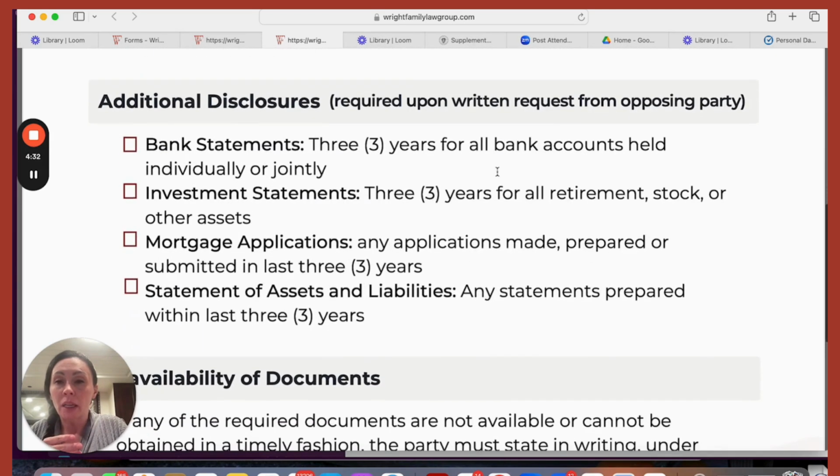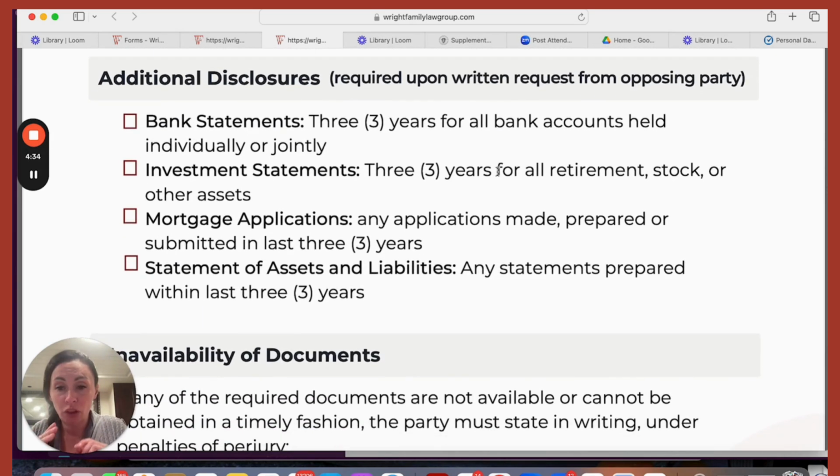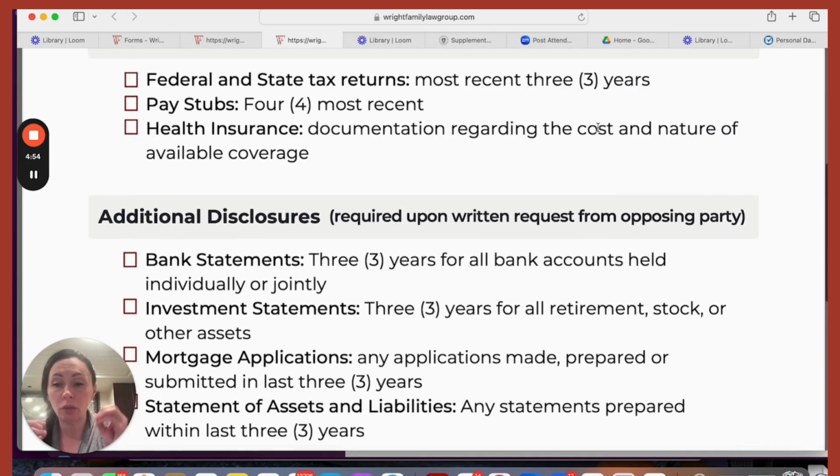Now, in those situations, there are the bank statements, the brokerage statements, the mortgage applications, and the statement of assets and liabilities. Those are additional. So those, you're only required to produce those if it's requested in writing. Okay? So that is sort of the rule summarized in a nutshell.